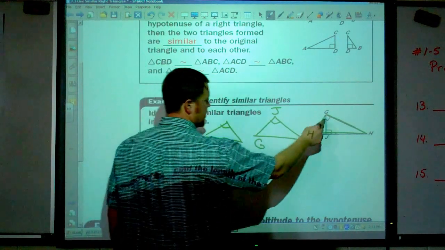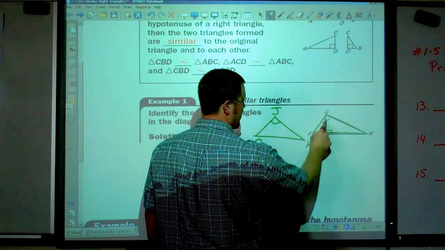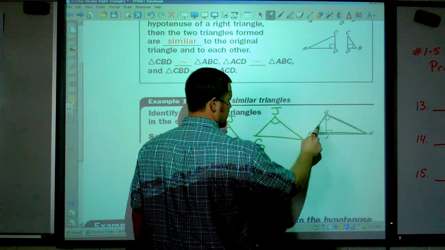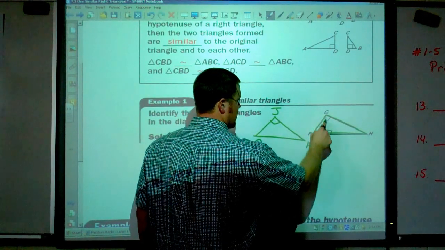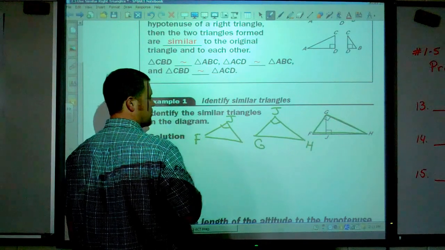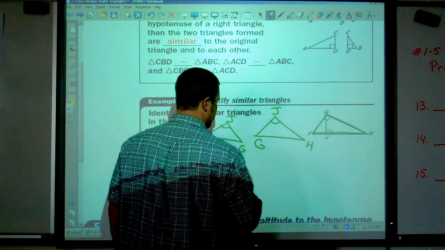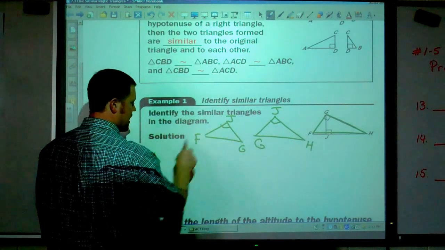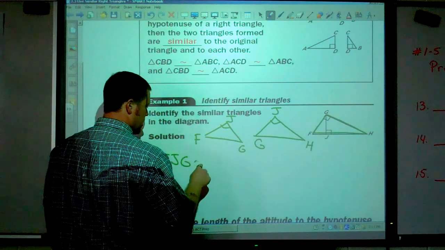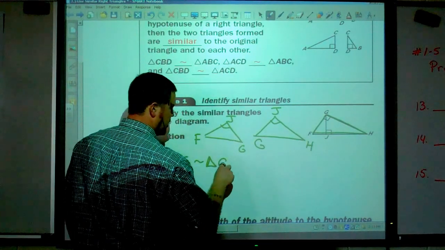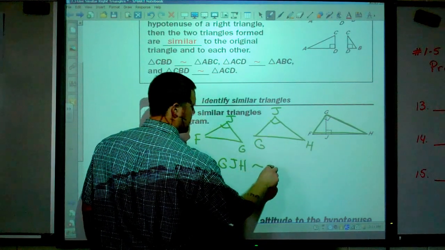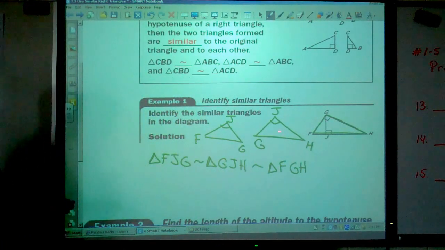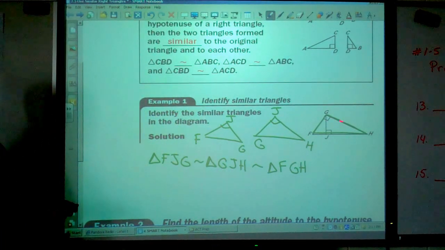And then the small triangle over here, FJG. Again, J is the right angle, and angle F, the original triangle, the one I have in green here, and the small one are sharing angle F, so that has to go over here, so this point is G over here. So which triangles are similar to each other, or what is our similarity statement? We have triangle FJG is similar to triangle GJH, which is similar to triangle FGH. And I have them now in corresponding position: triangle 1, 2, and the original triangle.